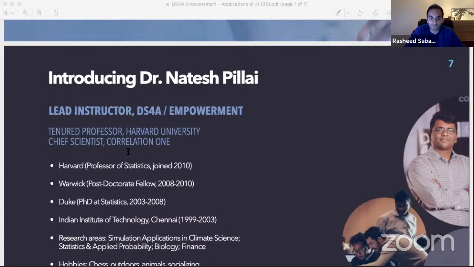He serves as associate editor in the leading scientific journals for statistics and data science, and he's also the director of the graduate program in statistics at Harvard University. And finally, he is also a big part of the Harvard Data Science Initiative. So without further ado, I turn it over to you, Professor Pillai.